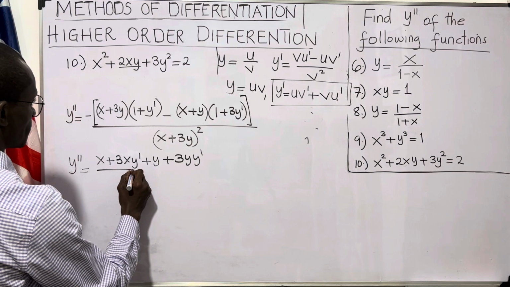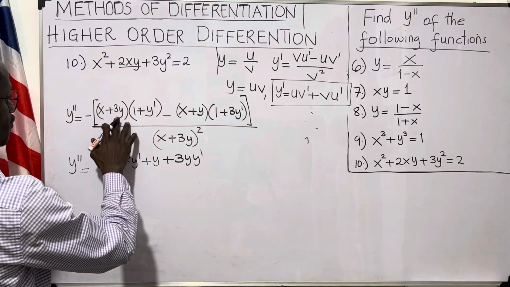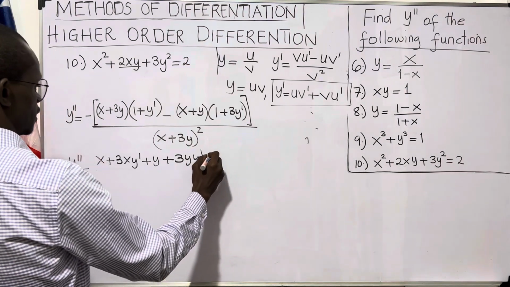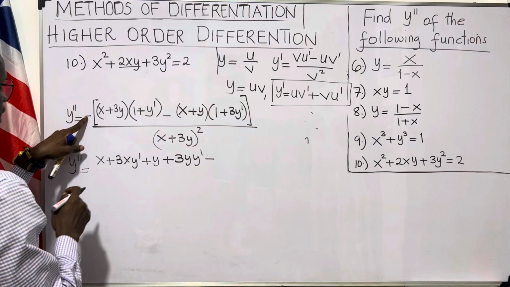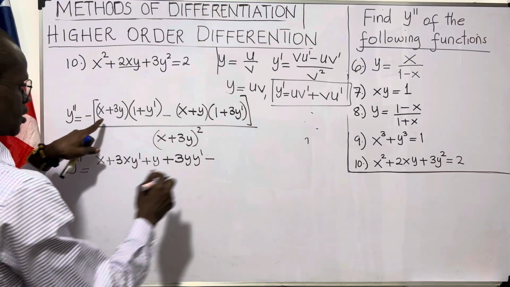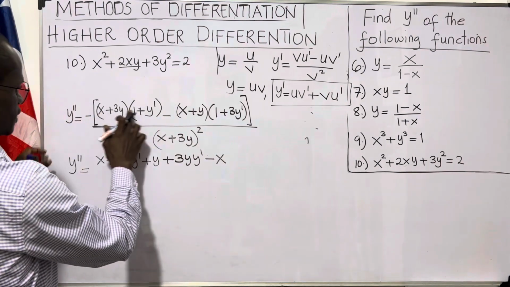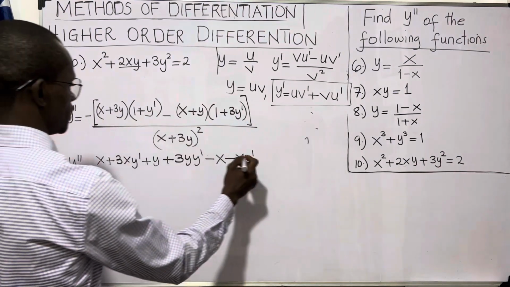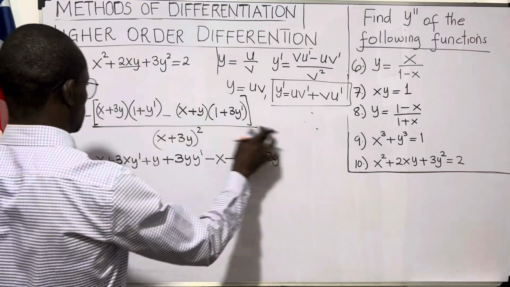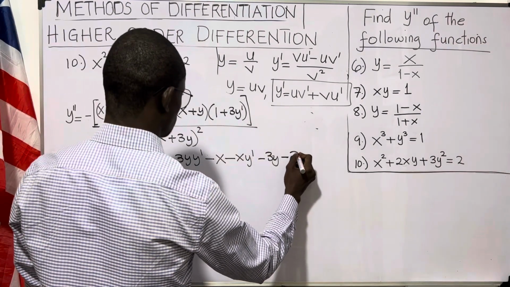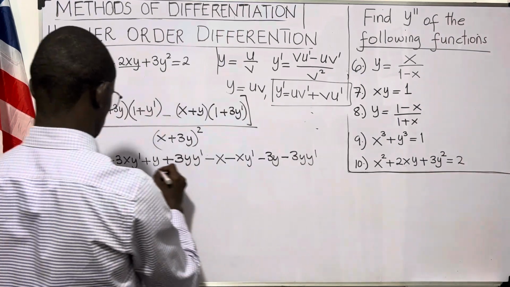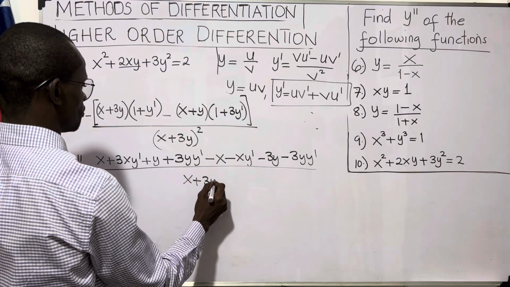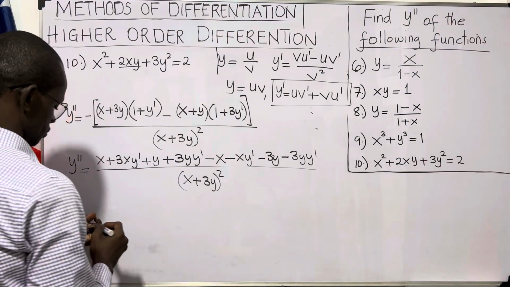Divided by, oh sorry. So we have the first one. This is the first term. So we multiply x times 1 again. Now this negative will be multiplied by this entire expression. So you have minus x. x times y prime is minus xy prime. 3y times 1 is minus 3y. And then 3y times y prime is minus 3yy prime. Divided by x plus 3y all squared.